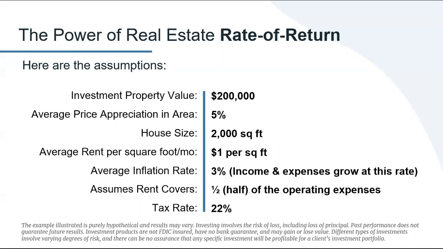We're going to assume a house size of 2,000 square feet. And that's important because rent is often quoted based off of the square footage of a house. So in this case, we're going to make it simple. $1 per square foot is the price of rent. And then the average inflation rate is 3%. This is for income and expenses. So the rent's increasing at 3% and the expenses are increasing at 3%. We're going to assume that rent is covered by half of the operating expenses and that the tax rate is 22% of this investor.